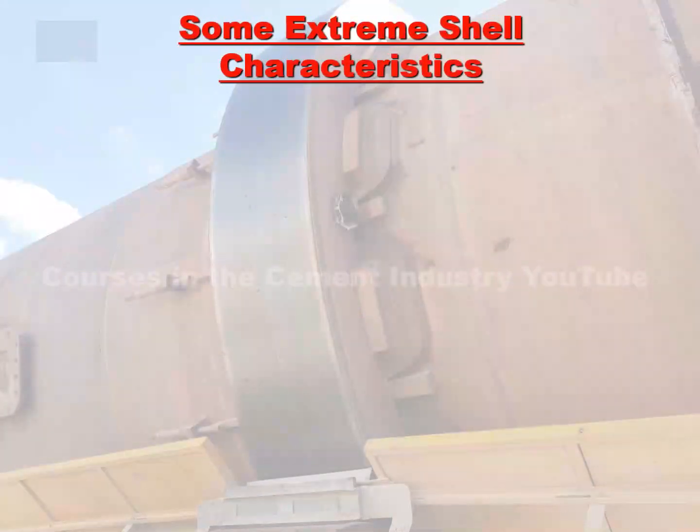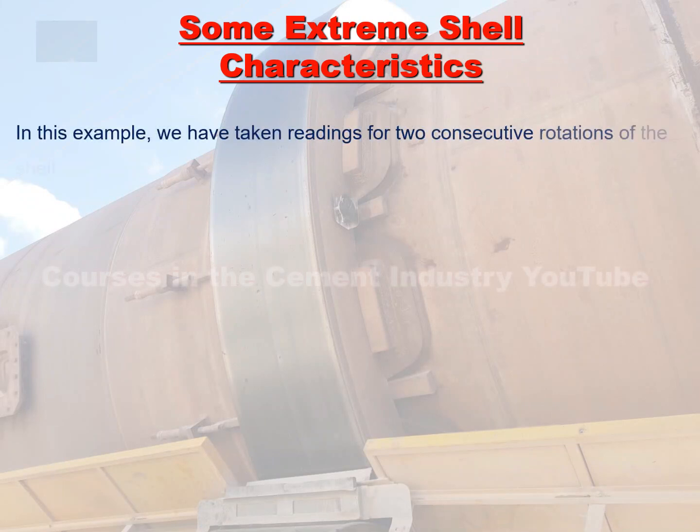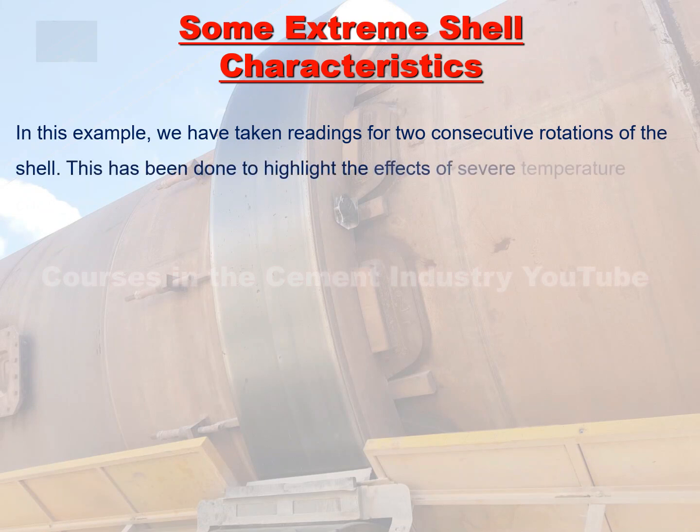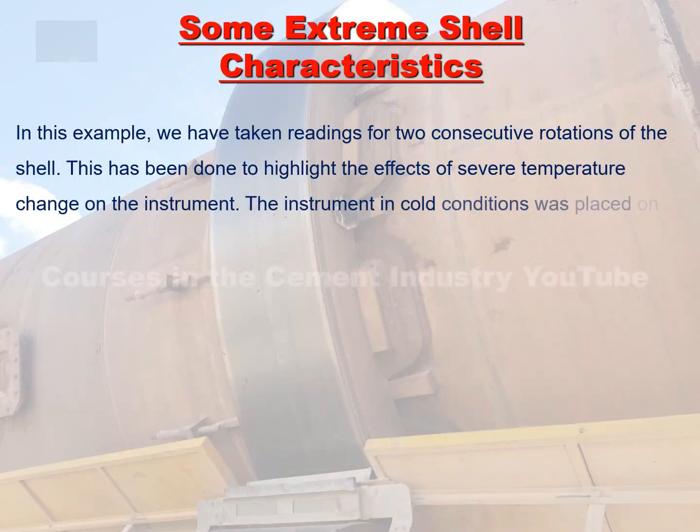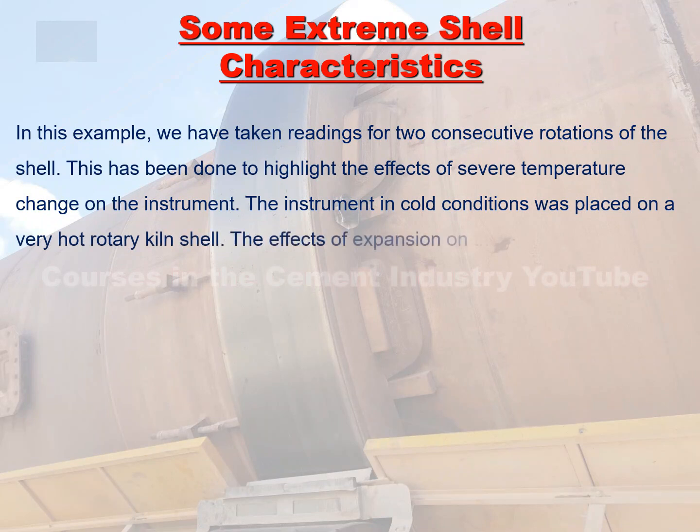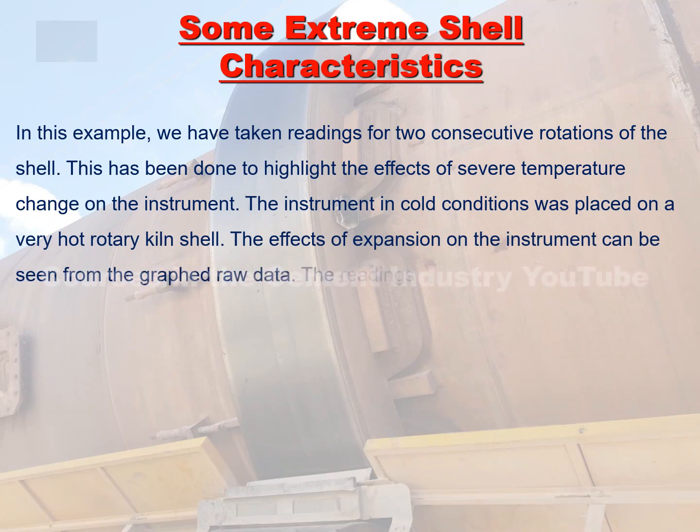Some extreme shell characteristics. In this example, we have taken readings for 2 consecutive rotations of the shell. This has been done to highlight the effects of severe temperature change on the instrument. The instrument in cold conditions was placed on a very hot rotary kiln shell. The effects of expansion on the instrument can be seen from the graphed raw data.